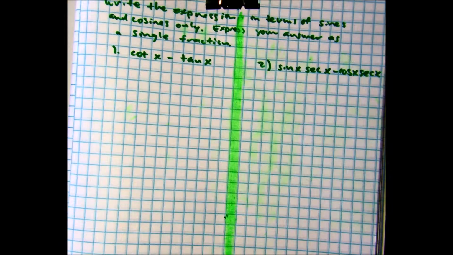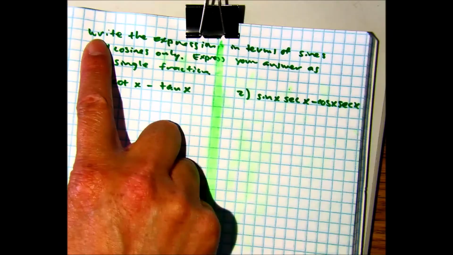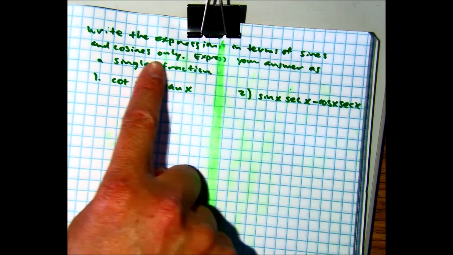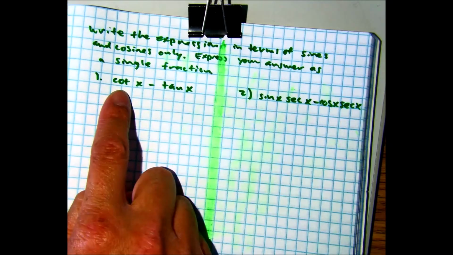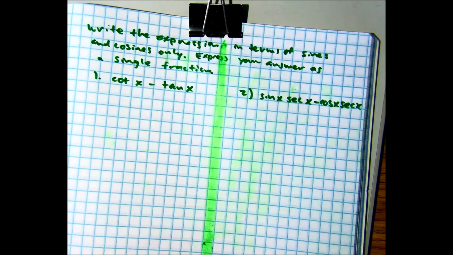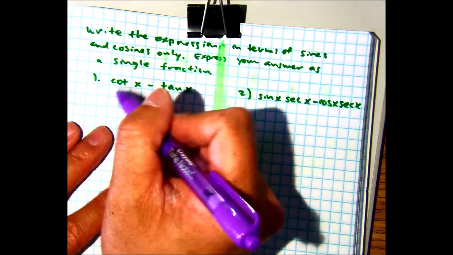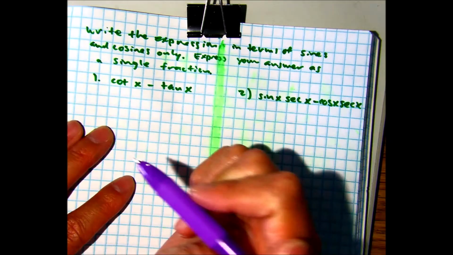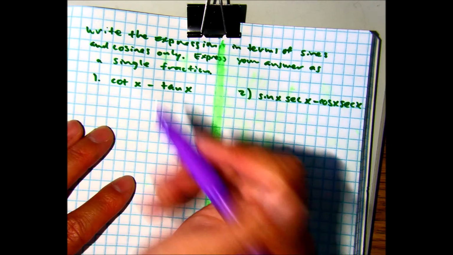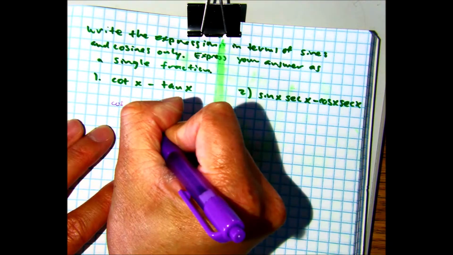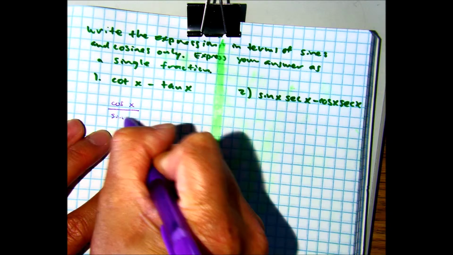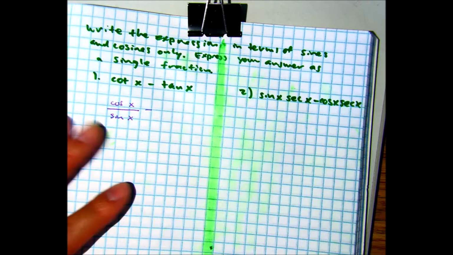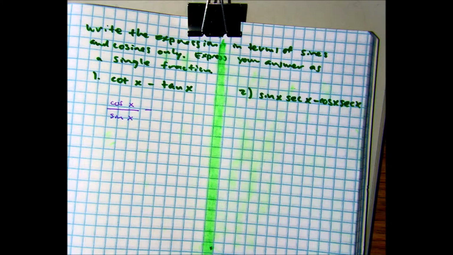In these problems we are asked to write the expression in terms of sine and cosine only, and then express your answer as a single fraction. Iser, how do you write cotangent of x using sines and cosines? Which identity is that? Quotient identity.